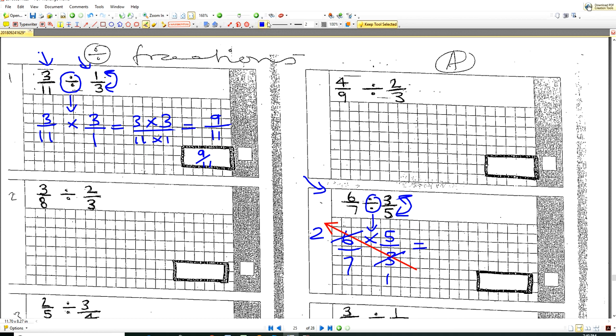Now that we can't cancel any further, if you look at it, we've got 2 and 7, 5 and 1. Nothing else will cancel. We multiply the top numbers. We multiply the bottom numbers. So that gives us 10 over 7. Now 10 over 7 is an improper fraction, where the top number is bigger than the bottom. So we have to divide them. 10 divided by 7 is 1, with 3 left over. So that becomes 1 and 3/7. 7 gets copied across. So my answer here is 1 and 3/7.